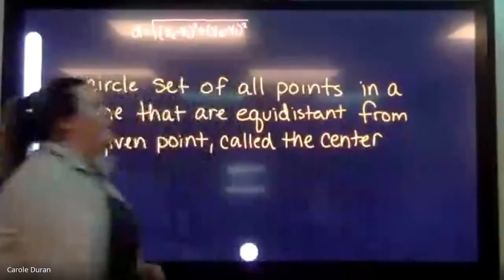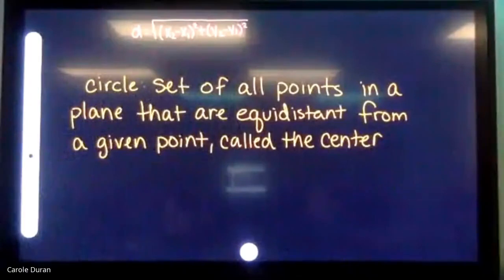So a circle is a set of all points that are equal distance from their center. It is round in nature, yes. Has no sides.